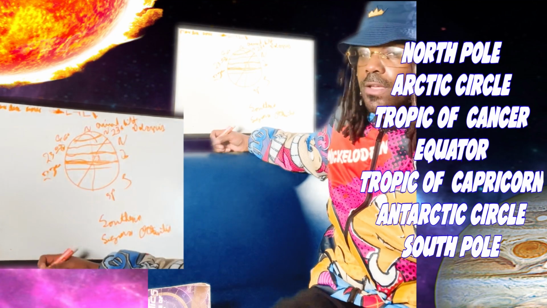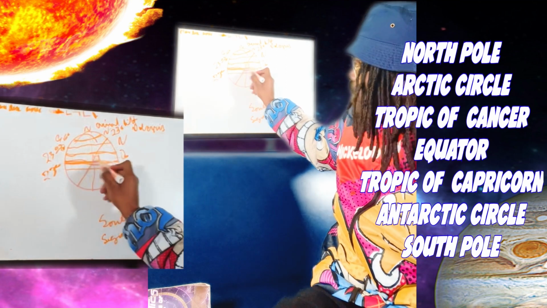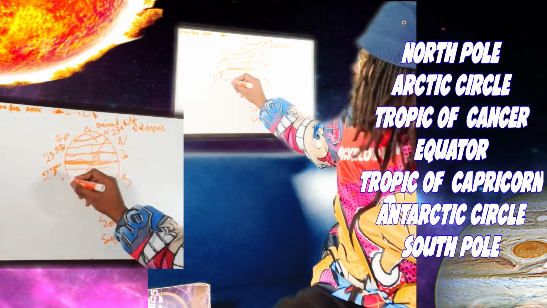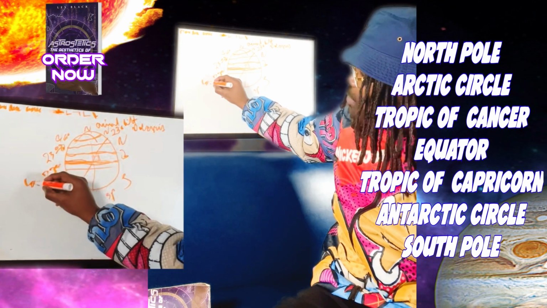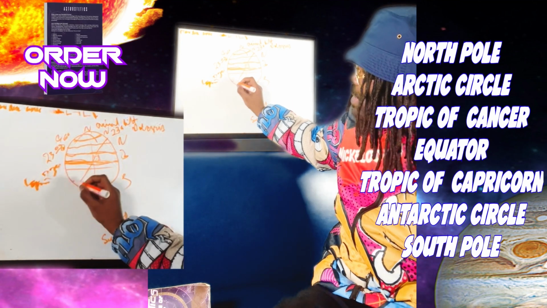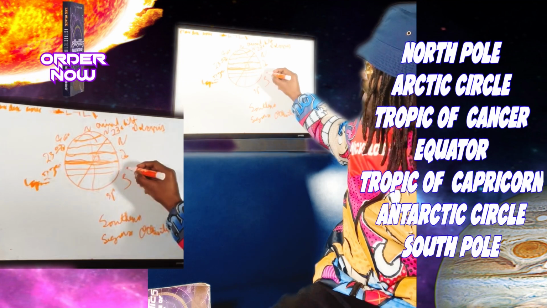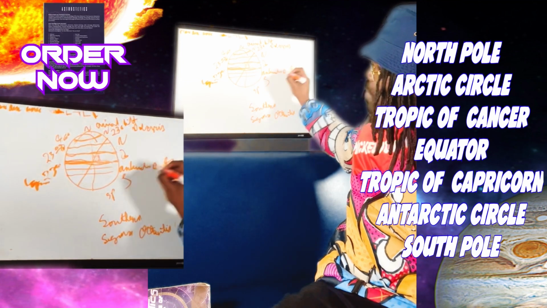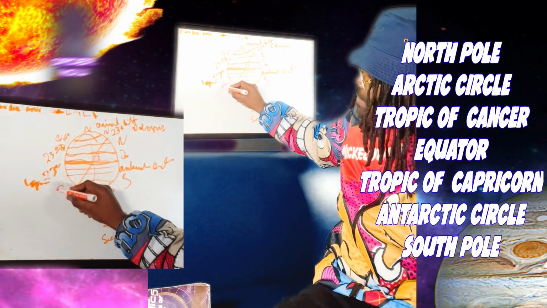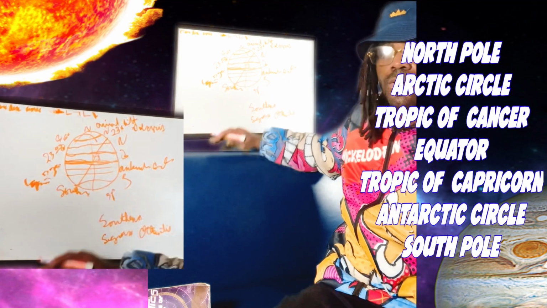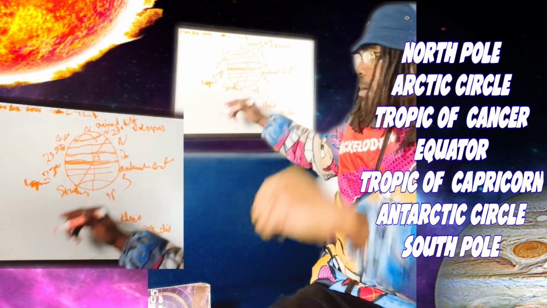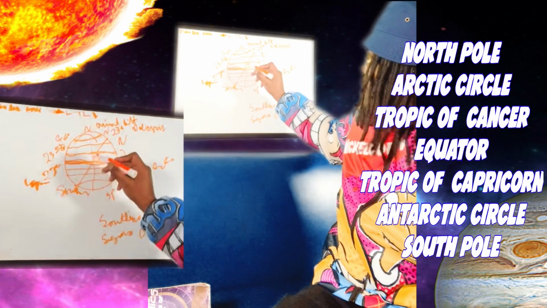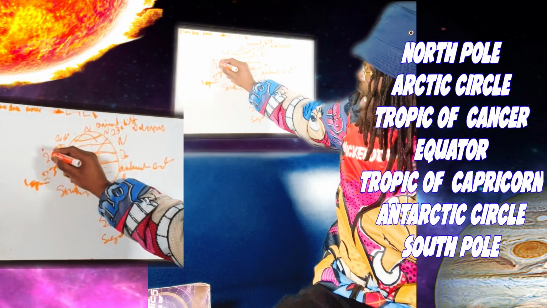Now, the equator, we got, but when we go below the equator, we have the Tropic of Capricorn. Then we have the Antarctic Circle. Then when we go down, we have the Southern Pole Circle. All right? But now look, when we're talking about tropical astrology, we're only focusing on here.